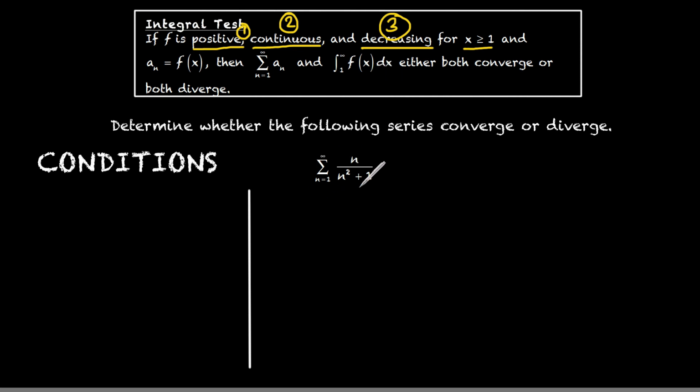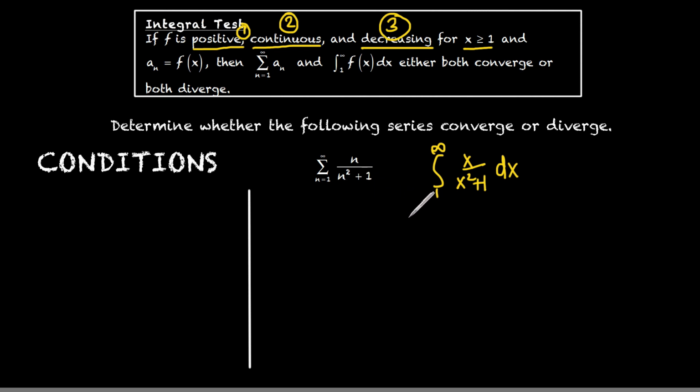So, if you prove that these three conditions are met, and you use the integral test, if you take the integral of this series, which we'll write like this, 1 to infinity of, we'll just say, x over x squared plus 1 dx, if you get a finite number, then that means that the series will converge. If you get infinity after you do the integral, then that means that this series will diverge.